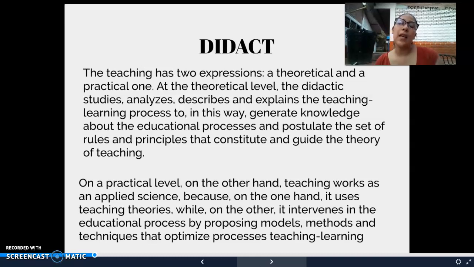On a practical level, on the other hand, didactics works as an applied science because on the one hand it uses teaching theories, while on the other it intervenes in the education process by proposing models, methods, and techniques that optimize the teaching-learning process.